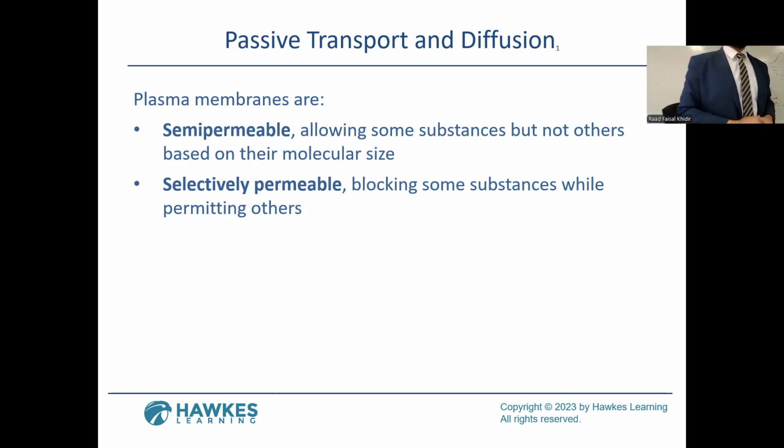What's the difference between semi-permeable and selectively permeable? Semi-permeable means it discriminates. It allows some substances to enter and prevents other substances from entering, and allows some substances to exit and prevents some substances from exiting. Selectively permeable means the opposite. It means that it blocks some substances from entering the cell and blocks other substances from exiting the cell.